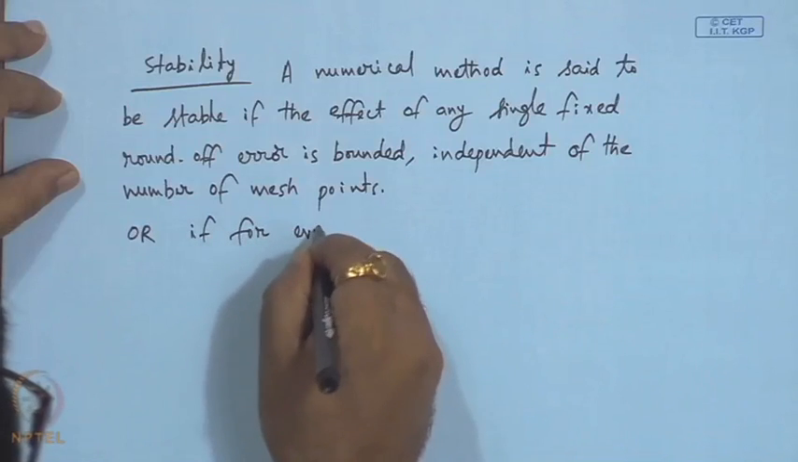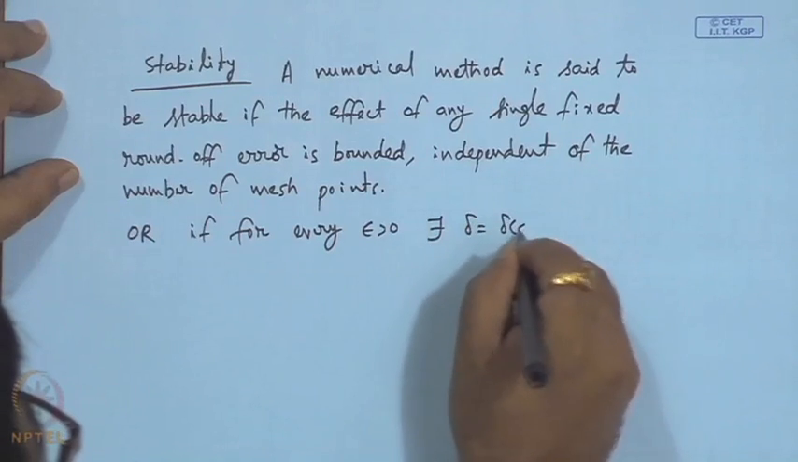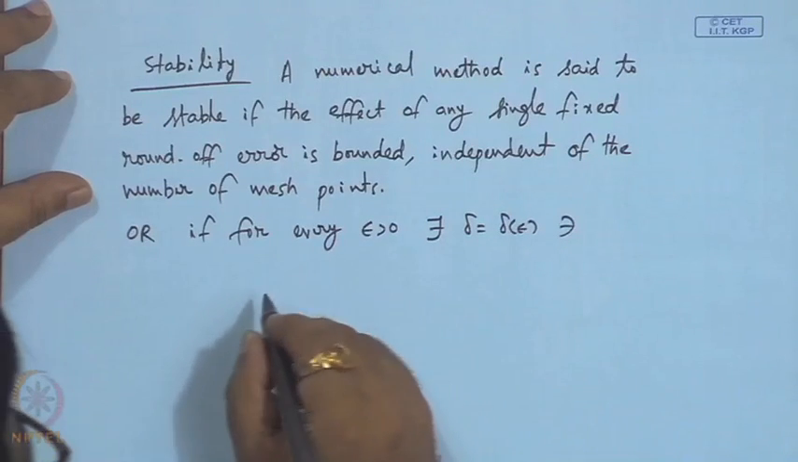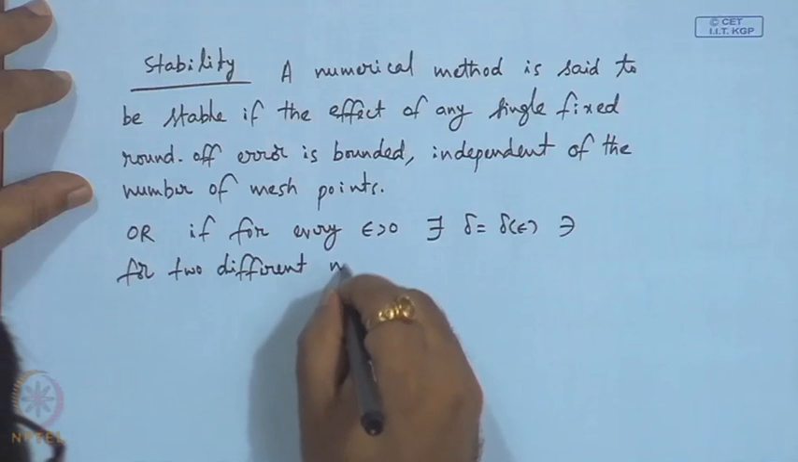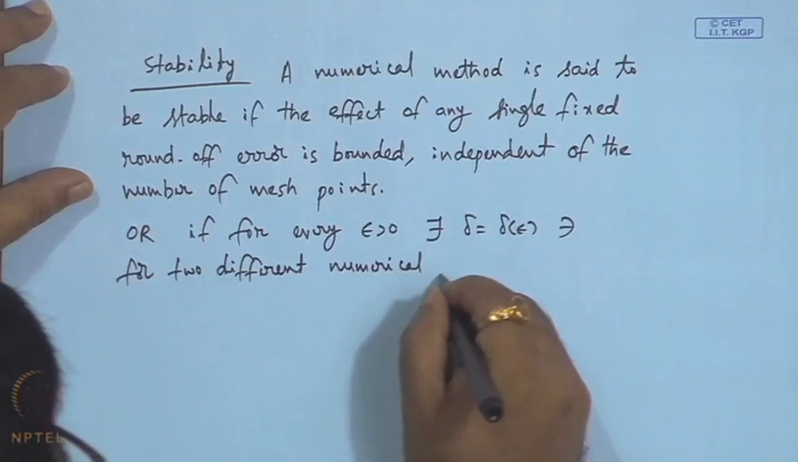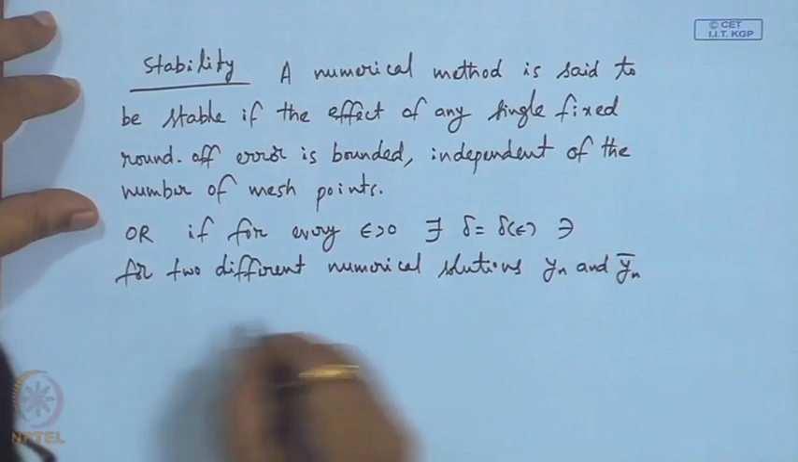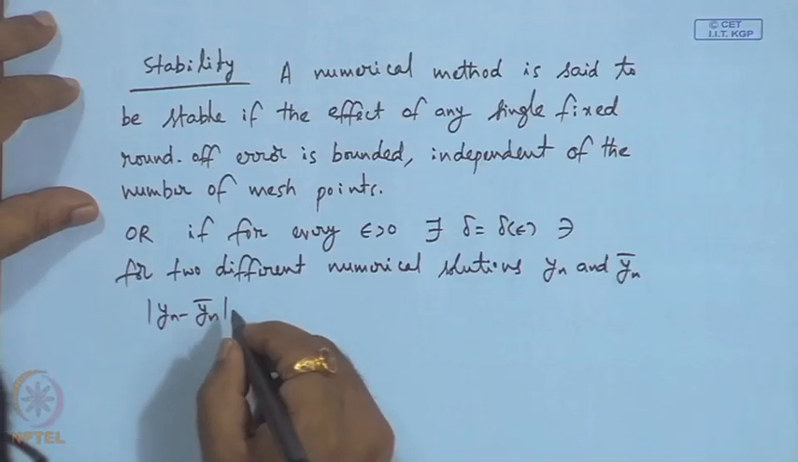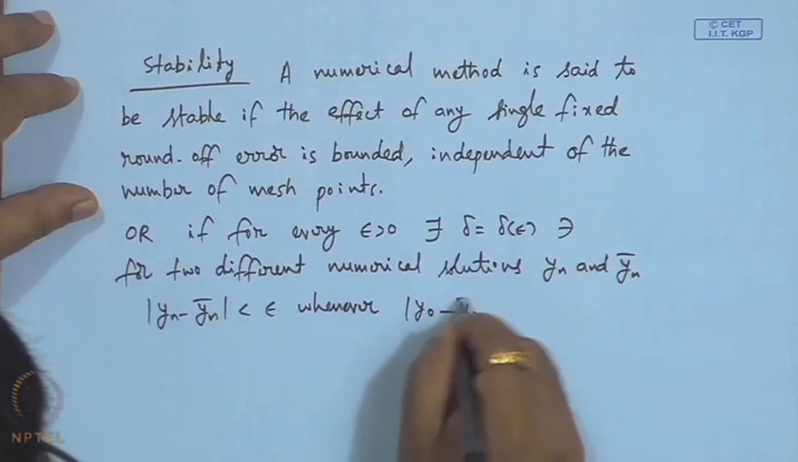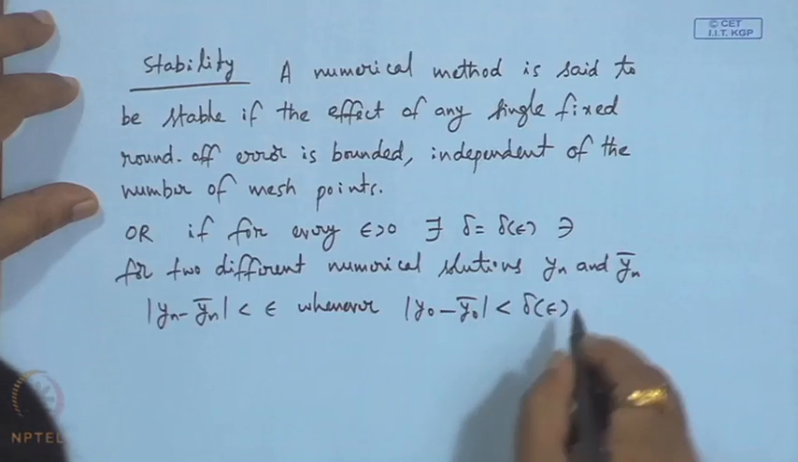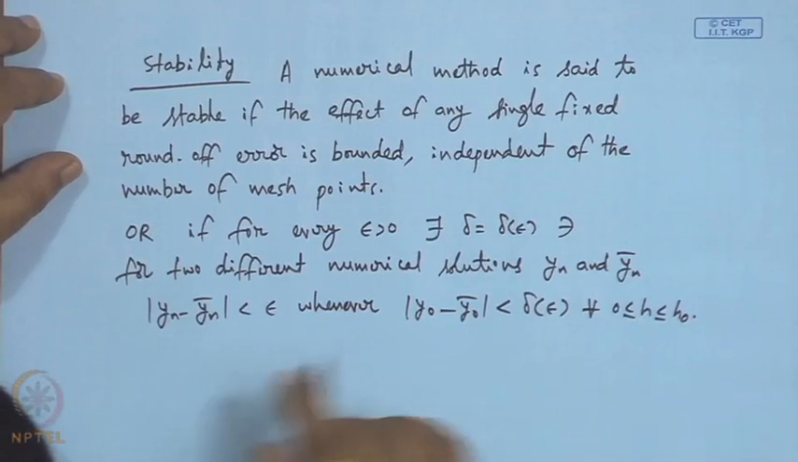Or, if for every epsilon greater than 0, there exists delta of epsilon such that for two different numerical solutions y n and say y n bar, the difference is less than epsilon whenever the corresponding initial conditions differ by less than delta, for every h. Okay. So, this is very important.